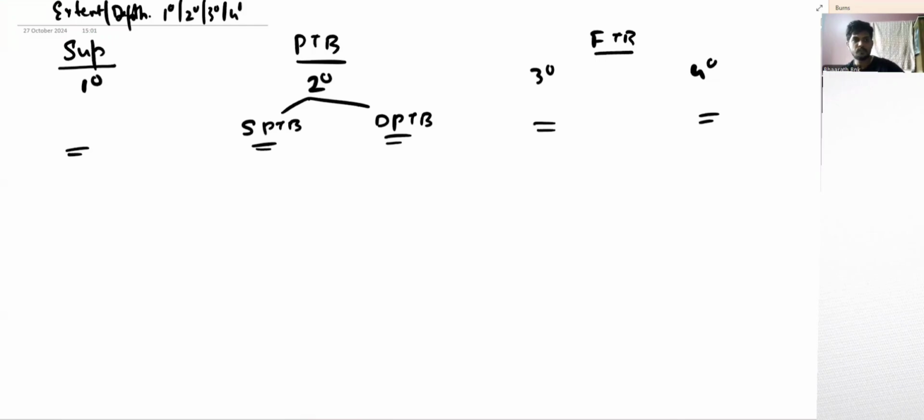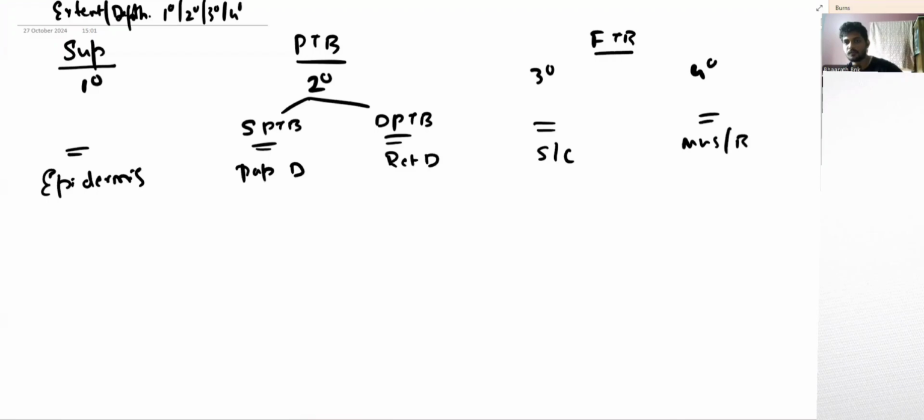A superficial burn involves disruption of the epidermis only. The dermis is not at all involved. In a superficial partial thickness burn, the papillary dermis is involved. In a deep partial thickness burn, the reticular dermis is involved. In a third degree burn, the subcutaneous tissue is involved, and in a fourth degree burn, a muscle or a bone is involved.